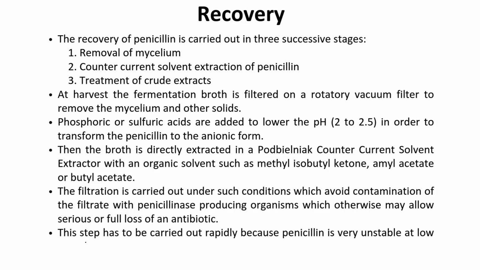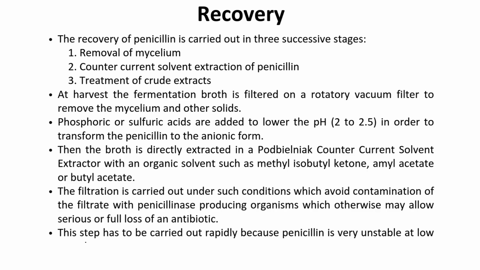At harvest, the fermentation broth is filtered on a rotary vacuum filter to remove the mycelium and other solids. Phosphoric or sulfuric acids are added to lower the pH to between 2 and 2.5. This transforms the penicillin into its anionic form. The broth is then directly extracted in a Podbilniak countercurrent solvent extractor using an organic solvent like methyl isobutyl ketone, amyl acetate or butyl acetate.